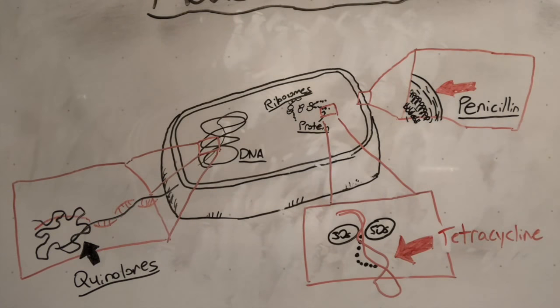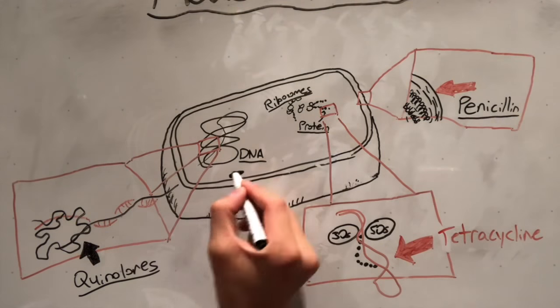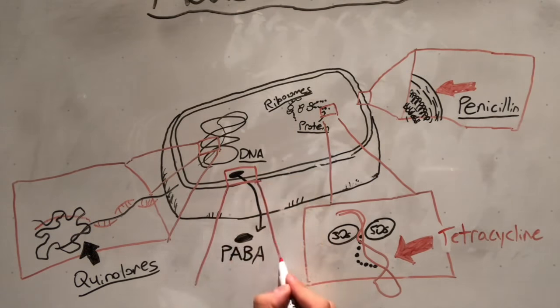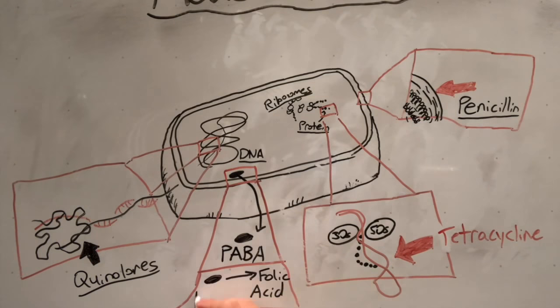Another mechanism is to inhibit folic acid metabolism. There is an acid called PABA, which is a precursor to folic acid, an essential acid for the bacteria to survive. However, antibiotics such as sulfa drugs can stop this transformation.